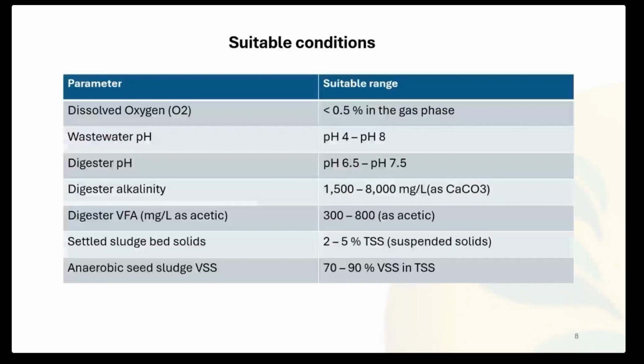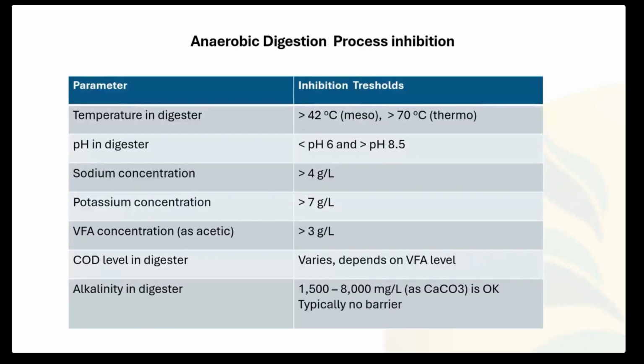Suitable conditions, I will not discuss this here in detail because we're running out of time. Happy to do it in questioning. I'll document it here in this table, as well as the inhibition thresholds for various process parameters like temperature, pH, sodium, potassium, volatile fatty acids, and COD level in the digester. Again, I would prefer to do that in the questioning rather than in this presentation now.